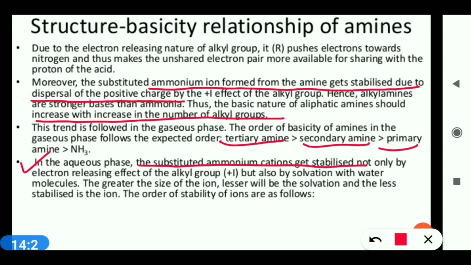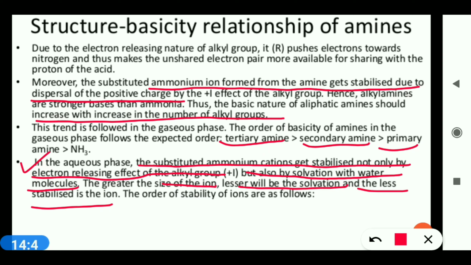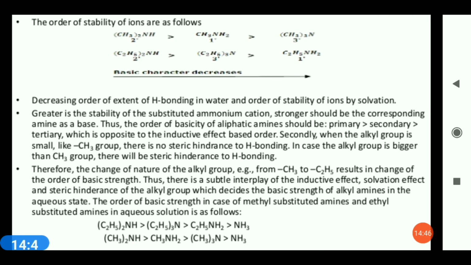substituted ammonium cation gets stabilized not only by the electron releasing effect of the alkyl group but also by the solvation with water molecules. So greater the size of the ion, lesser will be the solvation and less stabilized is the ion. So order of stability of the ions will be as follows. You can see the basic character: 2 degree, 1 degree, 3 degree, 2 degree, 3 degree and 1 degree accordingly, according to the other factor also.